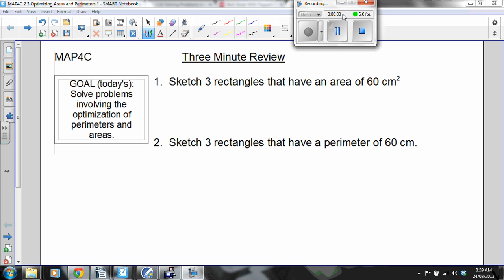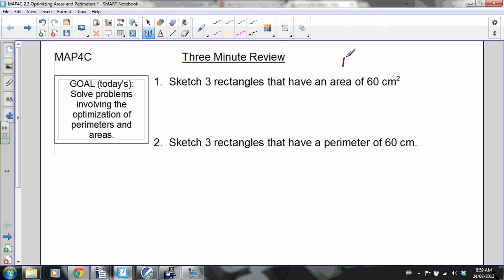This is MAP4C, day 14, lesson 2.3. This is a bit of a strange lesson where we've got a very short 3-minute review here, easy, and then you'll be going and doing an investigation in class with partners. And if you need to get a hint, I'll give you a hint on that in this video.